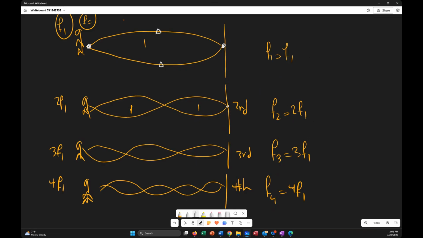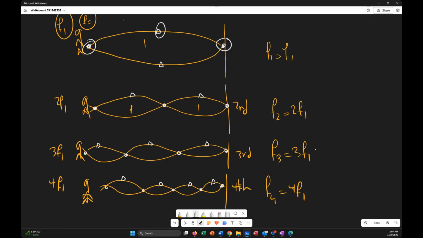Again, this is destructive interference. These are constructive interference. This is where destructive interference is happening. This is where constructive interference is happening. This is where destructive interference is happening. Yes, this is constructive interference happening. We call these antinodes. These are nodes.